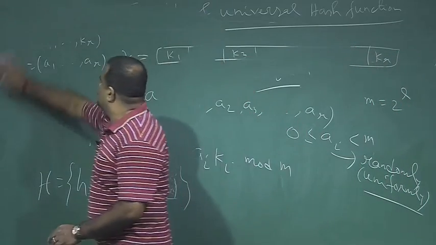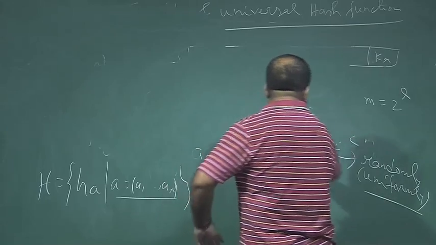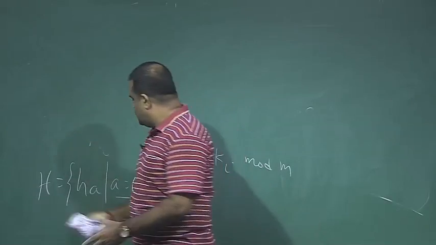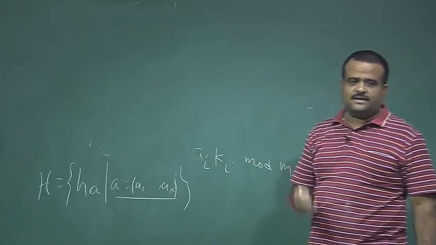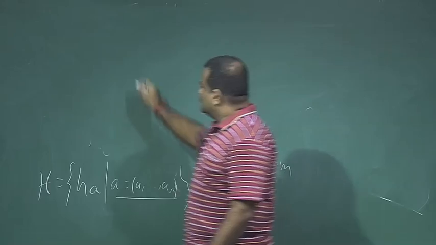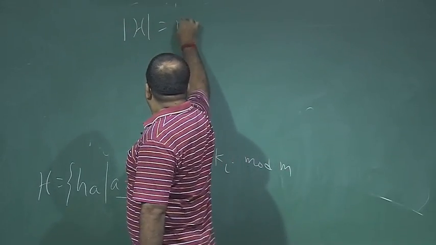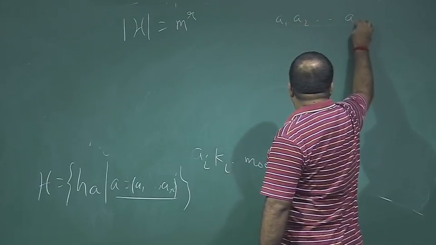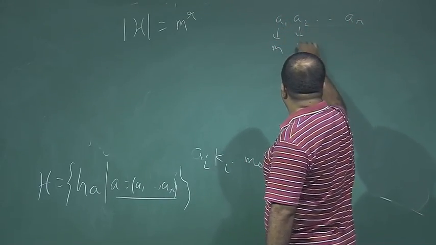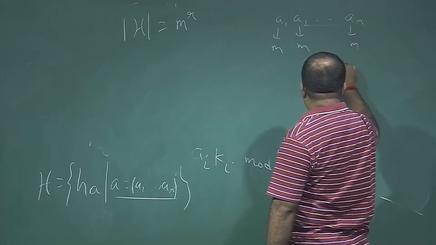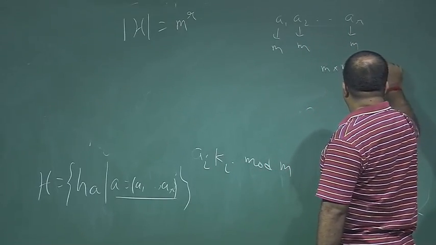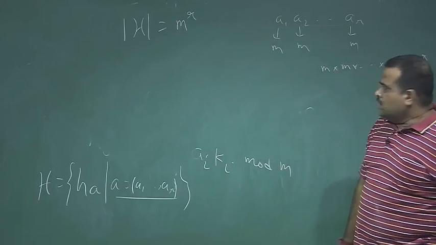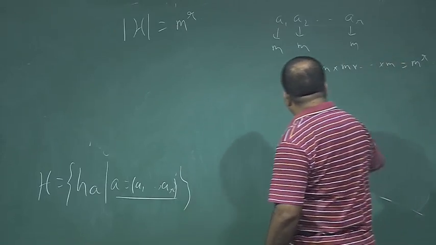For this collection, we have to prove that it is a universal collection. So, how to prove this? What is the cardinality of this collection H? We have the choice for the ai's, and each ai takes a value from 0 to m minus 1. So each of a1, a2, ..., ar can be chosen in m ways, r times. So the cardinality of this collection is m to the power r.